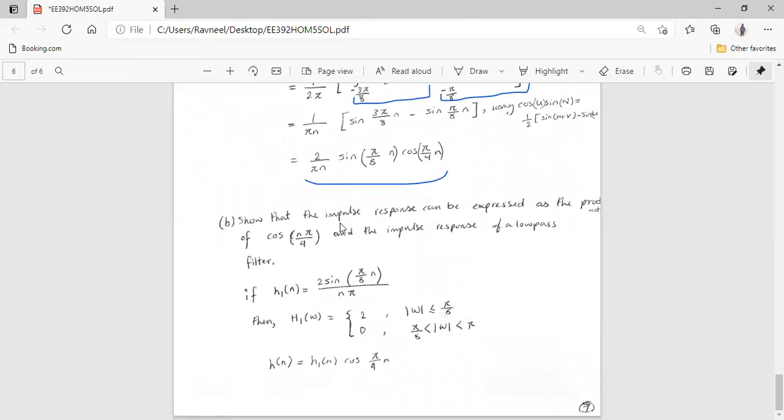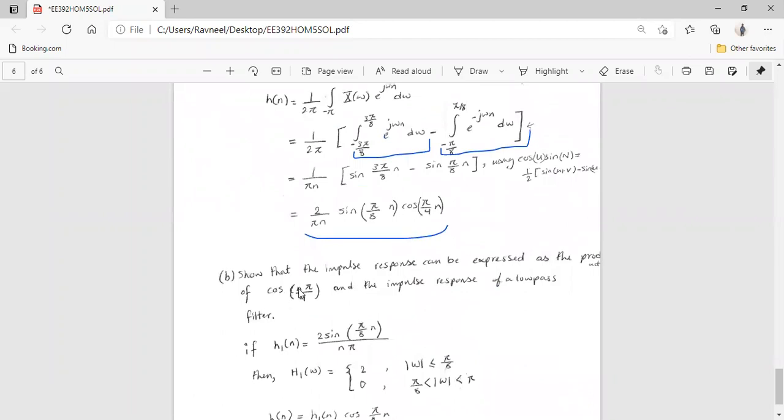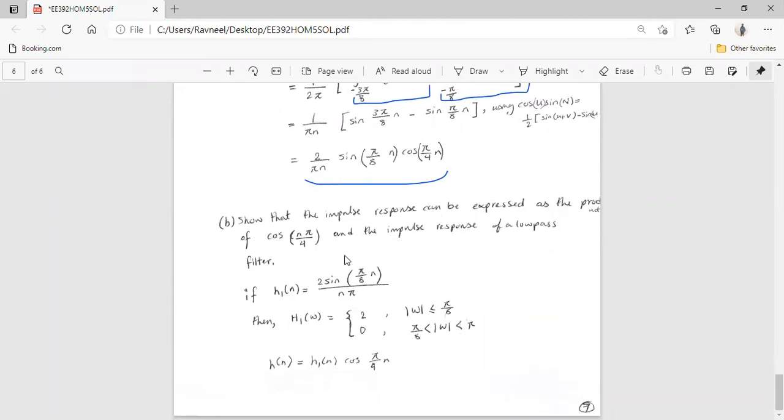And the final part of this question is to show that the impulse response can be expressed as the product of cos n pi upon 4 and the impulse response of the low pass filter. So we have already written the impulse response in terms of cos n pi upon 4, right? It is already written over here. So basically what they have done is rewritten the same thing in this form. They have assumed 2 upon pi n sine of pi upon 8 multiplied by n as h1 of n, and basically taken this and did a Fourier transform, and they have written this, right?